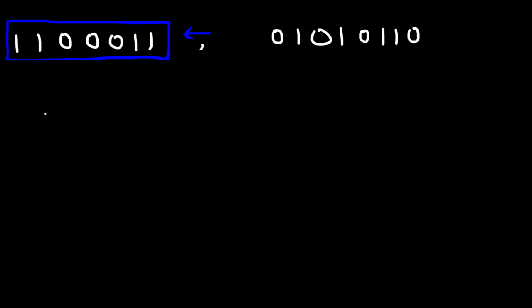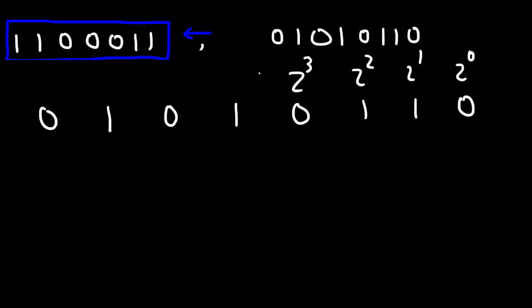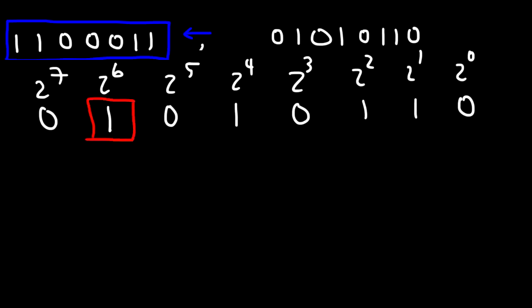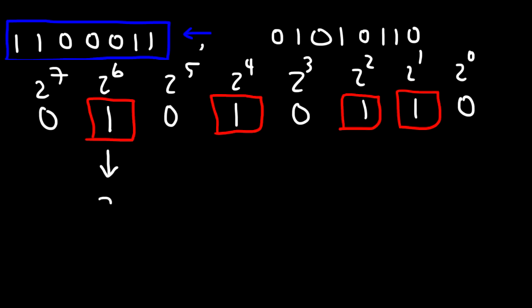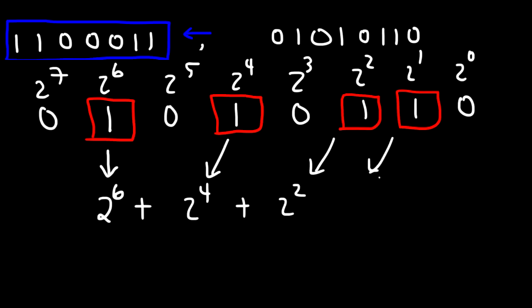So let's rewrite the number. So we have 0, 1, 0, 1, 0, 1, 1, 0. And let's write these numbers at the top. And once again, let's focus on the numbers that contain a 1. Now let's add up these numbers. So this is going to be 2 to the 6 plus 2 to the fourth power plus 2 squared, and then plus 2 to the first power.